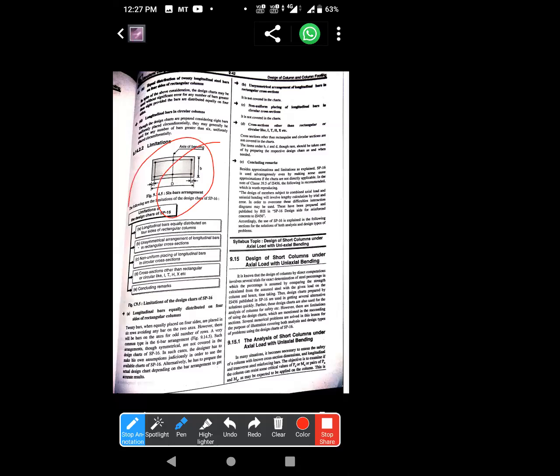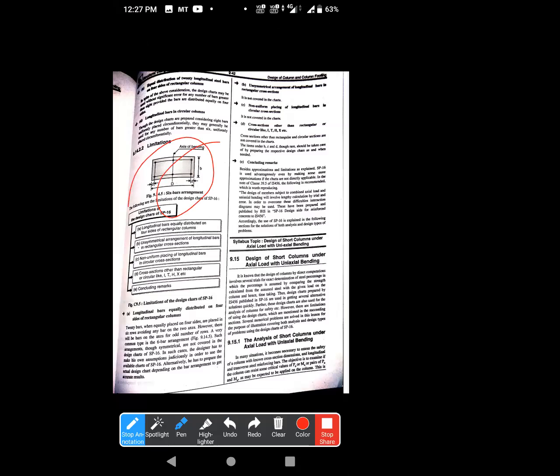Conclude in remarks. See here. Longitudinal bars equally distributed on 4 sides of rectangular columns. 20 bars when equally placed on 4 sides are placed in 6 rows, avoiding any bar on the 2 axes. However, there will be bars on the axis for odd numbers of rows. Maybe odd numbers of rows are there. Then a common type is the 6 bar arrangement. You can see here.